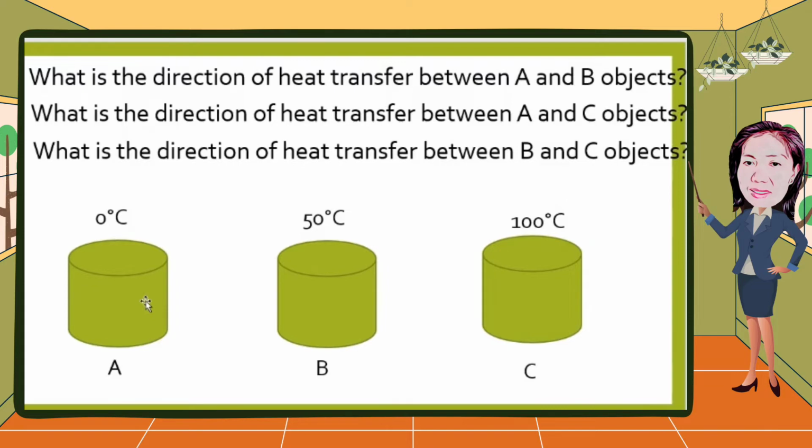How about number two question? What is the direction of heat transfer between object A and C? Oh, this one. This is object A and this is object C. What's the direction? To the left po. To the left. Very good, Laika.